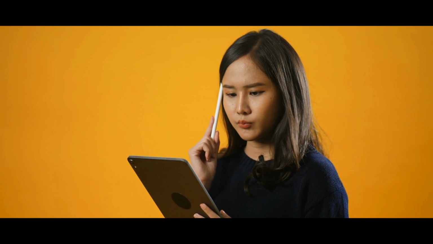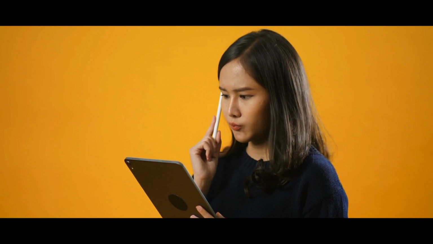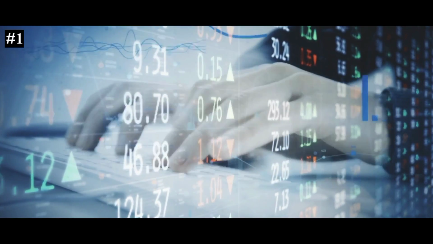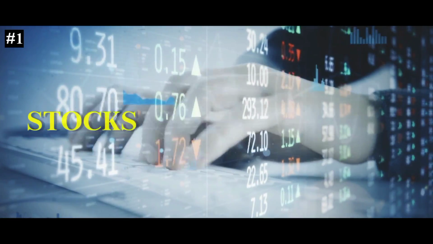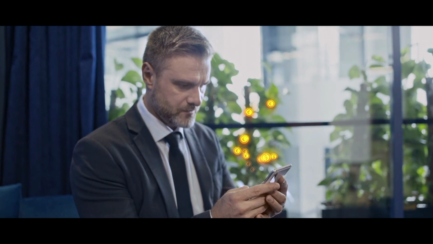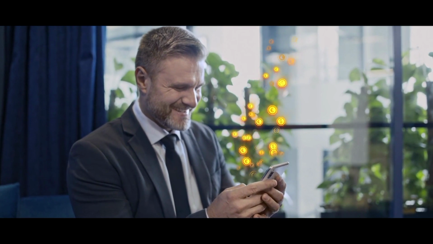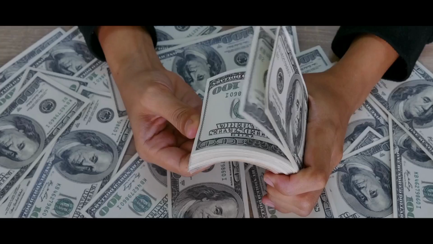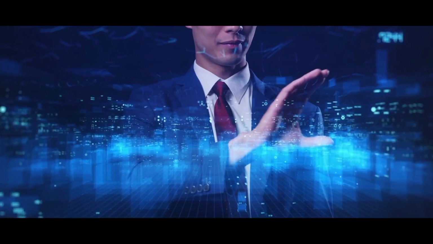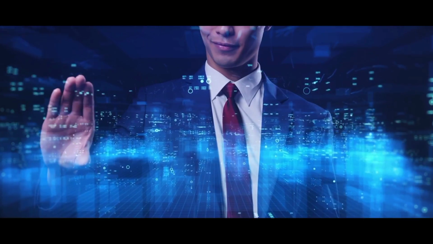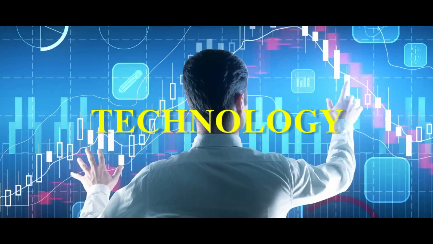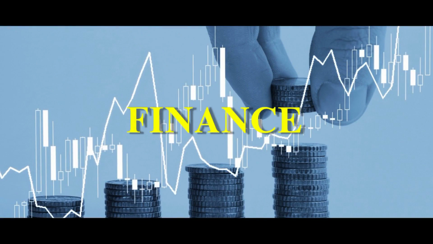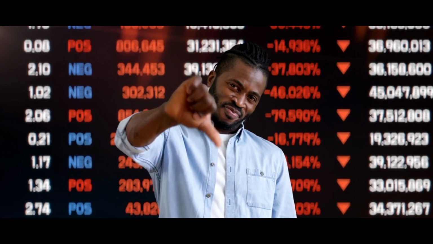There are a few different ways you can diversify your portfolio. One is by investing in different asset classes, such as stocks, bonds, and cash. Each asset has its own set of risks and returns. And by investing in a mix of them, you can spread out the risk of any one asset performing poorly. Another way to diversify is by investing in different sectors, such as technology, healthcare, and finance. This can help you spread out the risk of any one sector performing poorly.